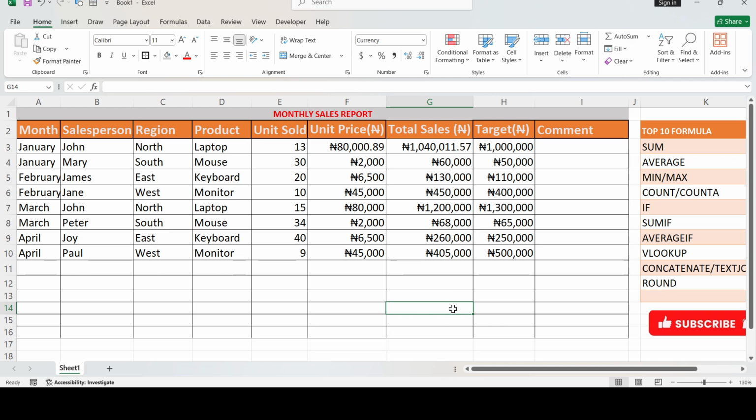Whether you are a student, data entry worker, or job seeker, these Excel formulas will save you time and make your work faster.